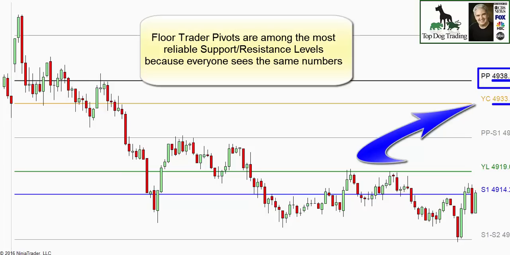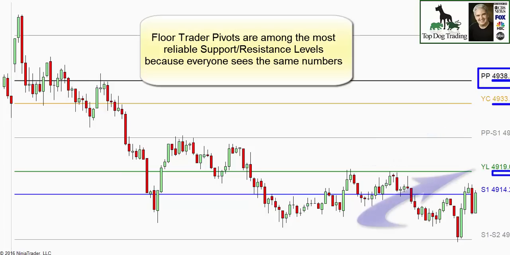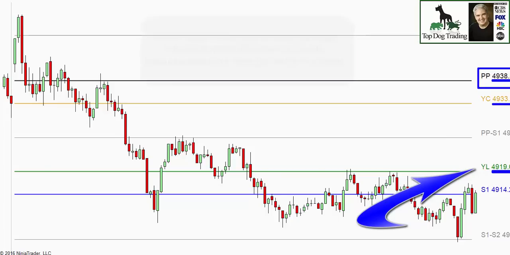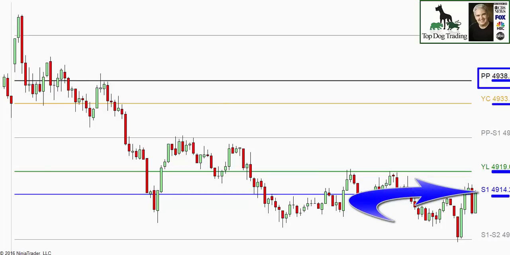That's very, very important. Yesterday's low, that's another just rock solid number. The low is what the low is, and you can check the exchange websites and you can get that number if you need the official number. Support level 1, that is again a solid number. It's not going to be different for different people. It's going to be the same number for everybody. So therefore, market participants will look at that and it will have an effect.